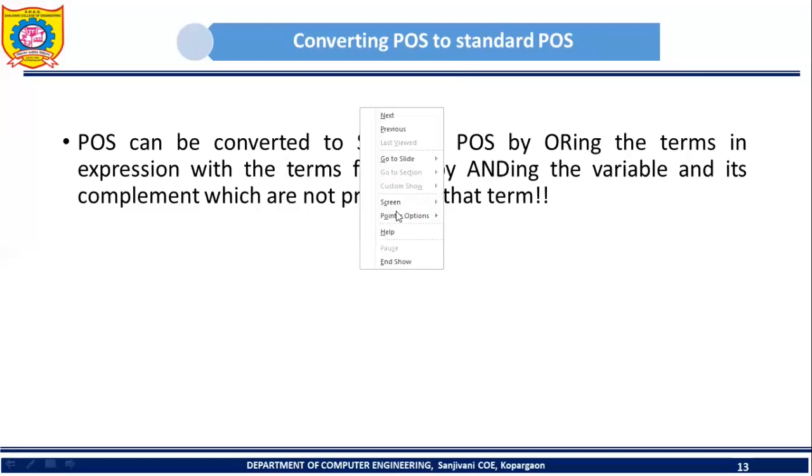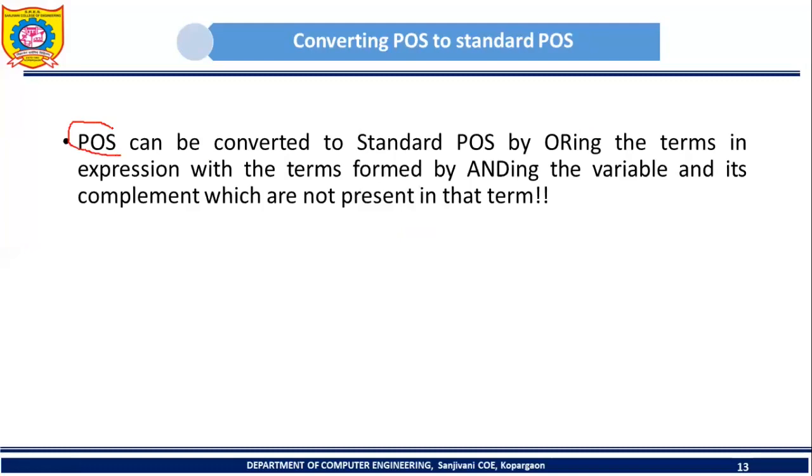What you have to do here? We are given a POS expression and you have to convert that POS into standard POS. How? By performing OR operation between the term. Which term? Because in a given function there will be a lot of terms. So which term do you have to consider here? You should consider only those terms which have a missing literal.